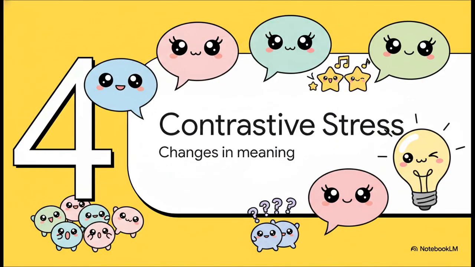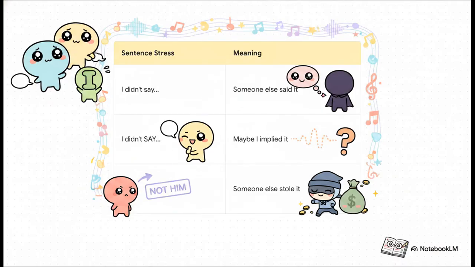And that brings us to our final core concept, Pillar 4, contrastive stress, where stress changes the meaning. Now, what's really interesting about this is we have the exact same string of words 3 times, but the subtext is completely different every single time. Listen carefully to how just shifting the vocal emphasis literally shifts reality. First, stressing the beginning. I didn't say he stole the money. The implied meaning? Someone else said it. I didn't do it, but someone else did.